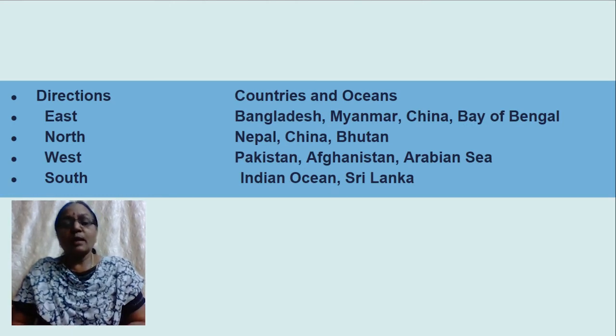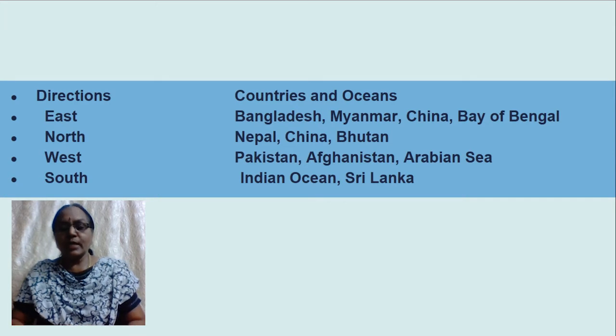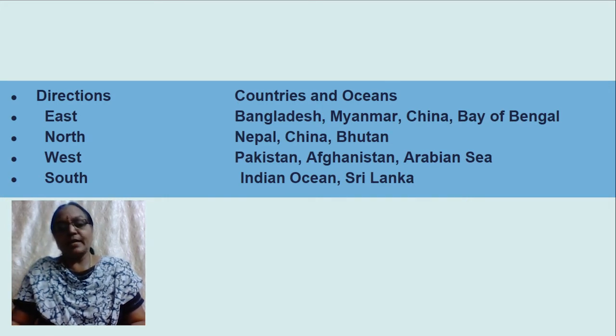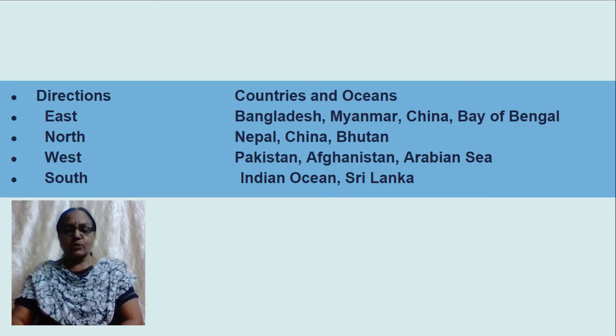Now come to the countries and oceans which surround India. I've already shown you on the map. To the east of India, please recollect, we have Bangladesh, Myanmar, China, and the Bay of Bengal, if you take the oceans. To the north, remember, it is Nepal, China, and Bhutan. To the west, Pakistan, Afghanistan, and the Arabian Sea. Then to the south, we have the Indian Ocean and Sri Lanka.